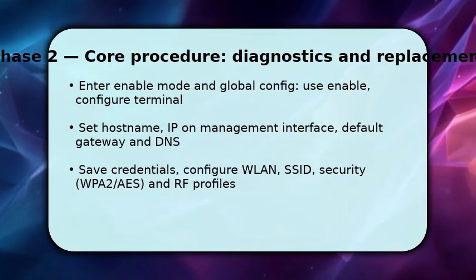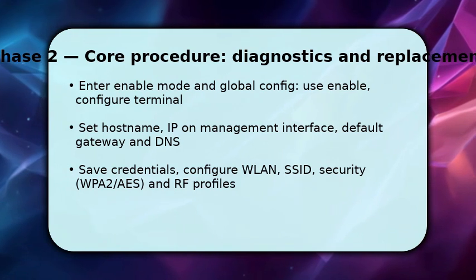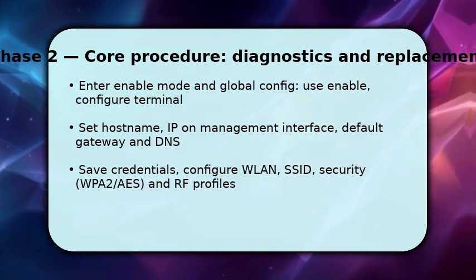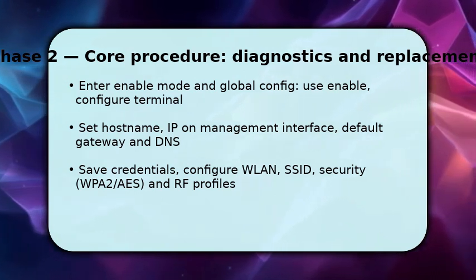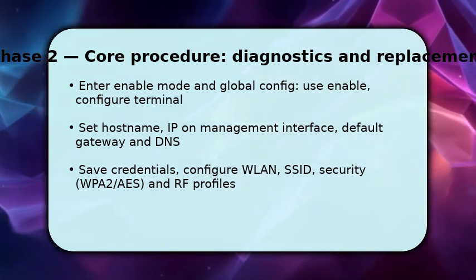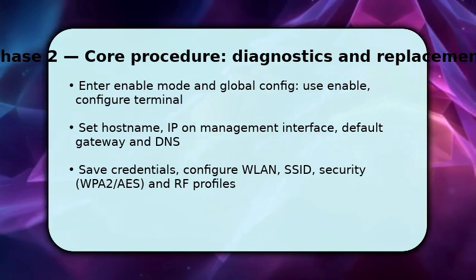Assign a clear hostname, then configure the management interface with an IP, subnet mask, and default gateway so you can reach the AP from the network. Next, define the local username and password, then create the WLAN profile.